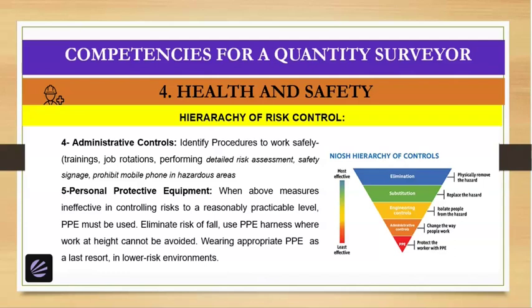And the last one, PPE. When all the above measures are ineffective in controlling risk to a reasonably practicable level, then only PPE must be used. Like, if the risk of a fall cannot be eliminated, use a PPE harness where work at height cannot be avoided. Wearing appropriate PPE is a last resort in lower risk environments.